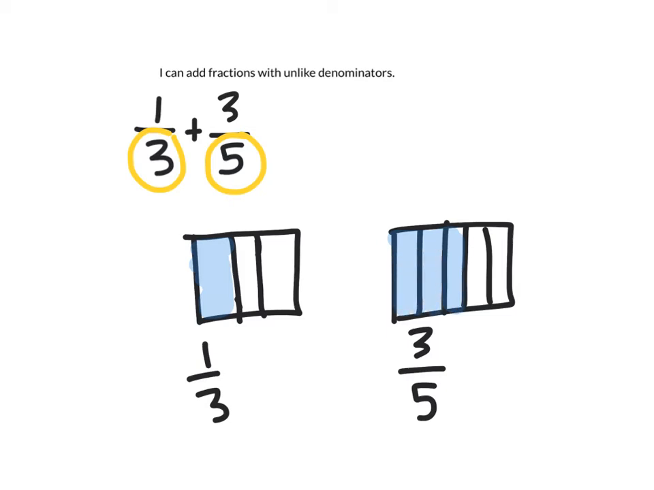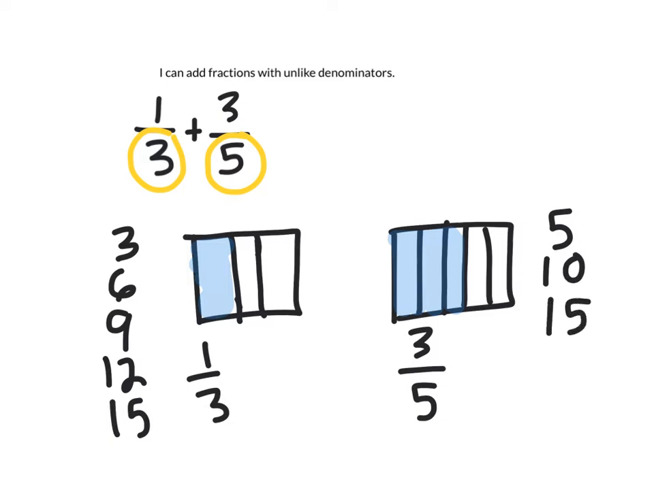Now the next step is to write out multiples using your denominator. So my denominator here is 3, so I'm going to skip count by 3. I always like to stop at ×5 just so I don't waste too much time. You can usually find a common denominator before that. So same thing over here, 5, 10, 15, 20, 25, because I am skip counting by 5 because that's my denominator.